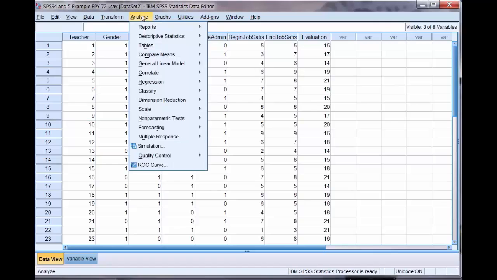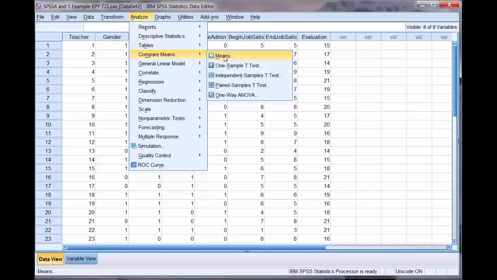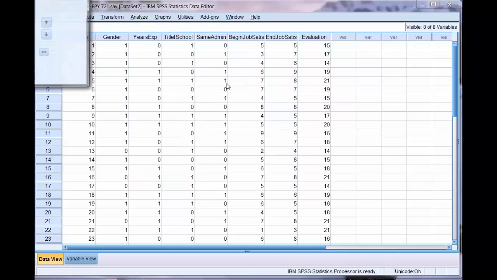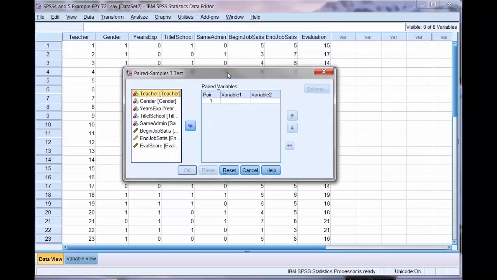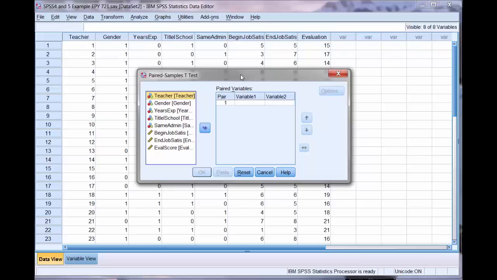So we go up to Analyze. Again, we're comparing the means on those 2. And SPSS calls it a paired samples t-test instead of a dependent samples t-test. And the dialog pops open like this. Now let's look at what we've got here. It wants us to identify the pair.